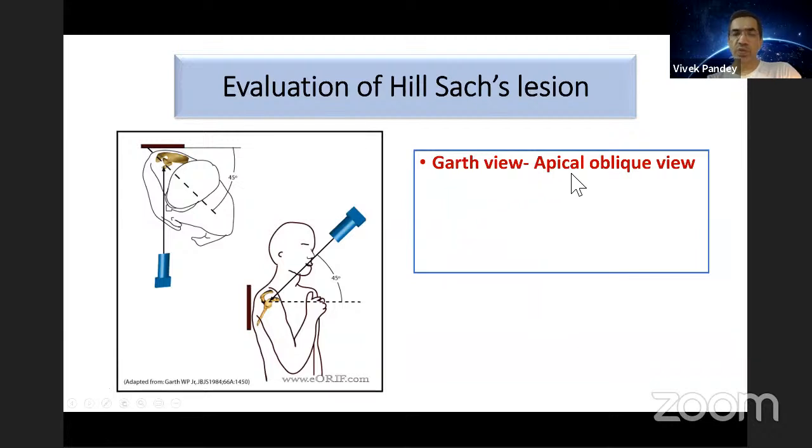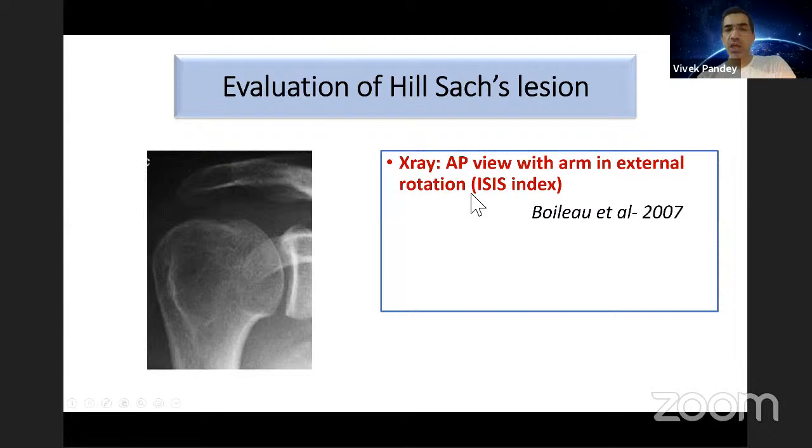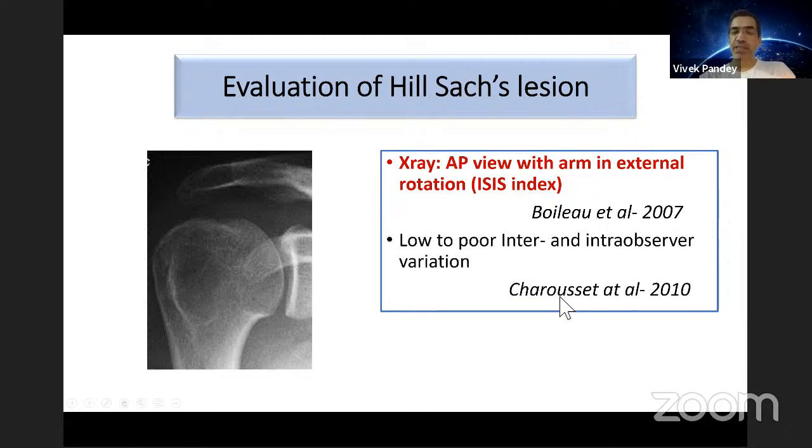Another view is the Garth view, which is an apical oblique view. It is again having a good diagnostic value, but not much prognostic. Pascal Boileau, in his Instability Severity Index, said if you can see the Hill-Sachs lesion in the AP view of the shoulder with the arm in external rotation, it gives you probably 2 points. But later in 2010, Kraus et al. said that this particular index, the Hill-Sachs lesion, has got a low to poor inter- and intra-observer variation. A slight change in the rotation here and there, and you may not be able to pick up this lesion, and not everybody will pick it up.